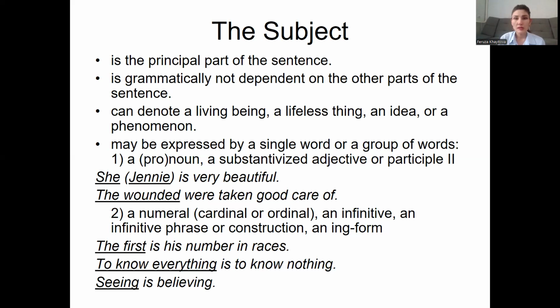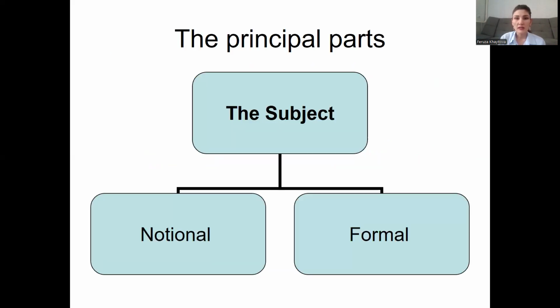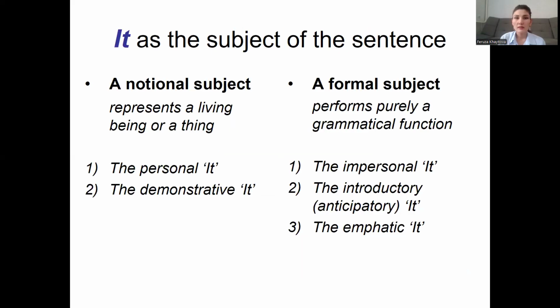The second is a numeral, which can be cardinal or ordinal, an infinitive phrase or construction, or an ing form. For example, the first is his number in races. To know everything is to know nothing. Seeing is believing. The subject will be notional and formal.